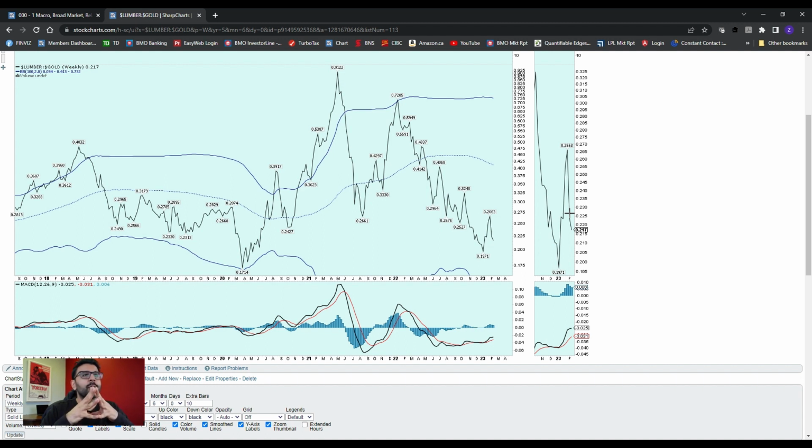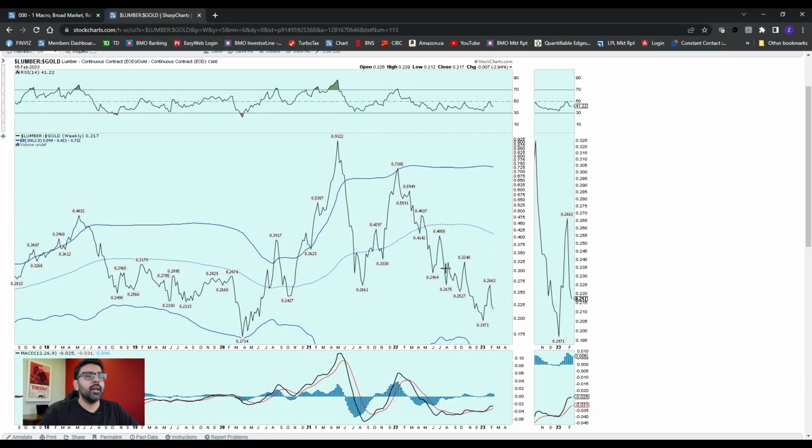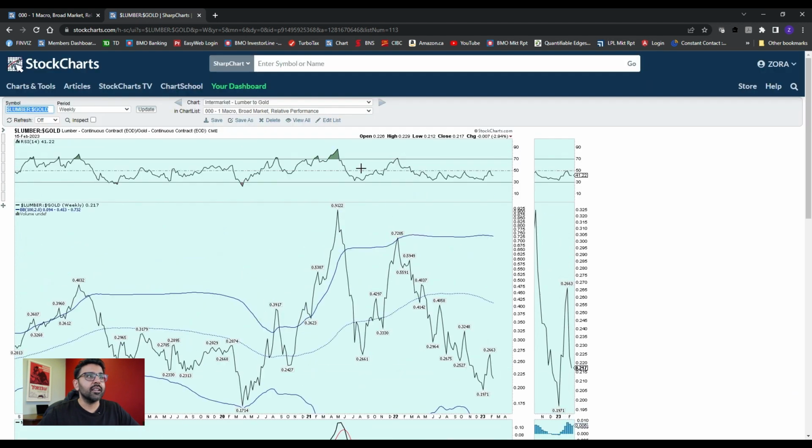What we're seeing right now is the relationship between lumber to gold has been in favor of gold. Actually, lumber is not doing too great on the expectation of slower economic growth, higher interest rates making it harder for builders to build, making it more expensive to buy this commodity. So we'll see how this pans out, although gold really recently has taken a bit of a hit.